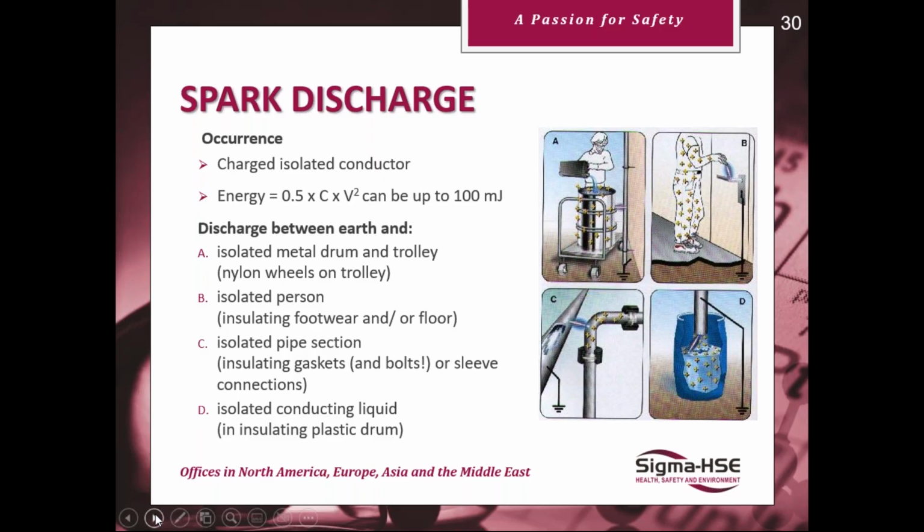You've got B, an isolated person, with insulating footwear and/or floor. And then you get the discharge as he goes to open the door. C is an isolated pipe section, what we spoke about before. And again, it's close to another pipe, which is earthed. And this can be caused by insulating gaskets and sleeve connections. And the last one we talked about is isolated conducting liquids in an insulating plastic drum. All types where you can get spark discharges.